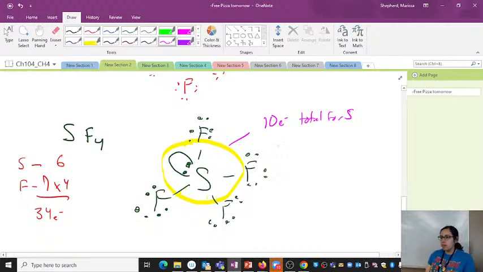And now we could also go about and identify the geometry. So we have 4 things attached to it plus 1 lone pair. So what electron pair group does that put us in? 5. So 5.